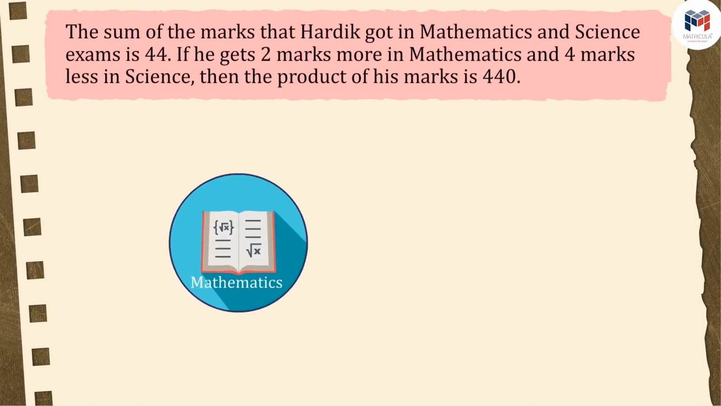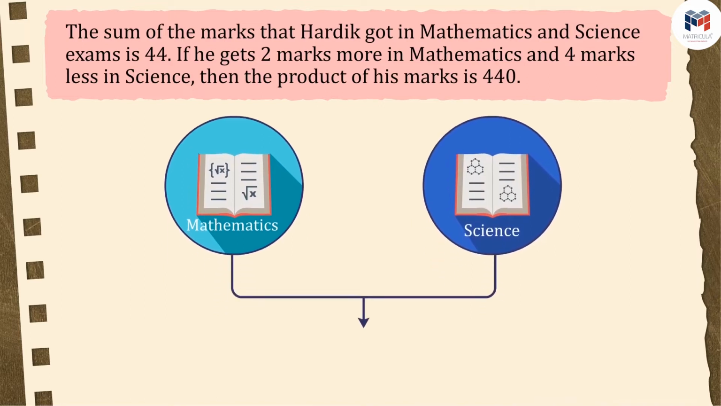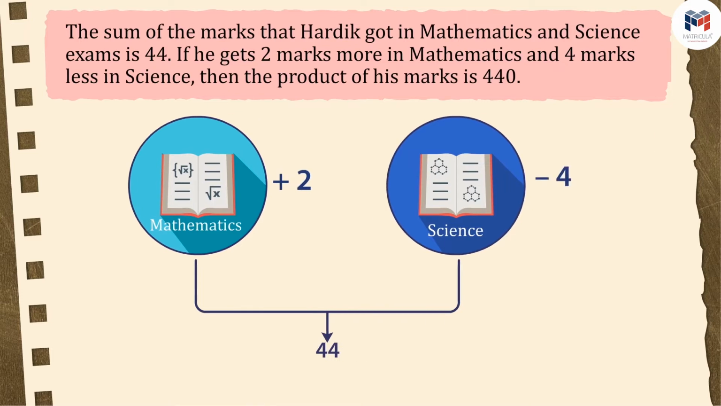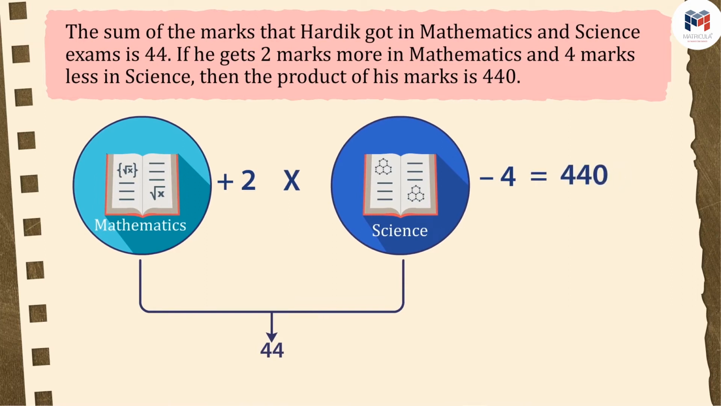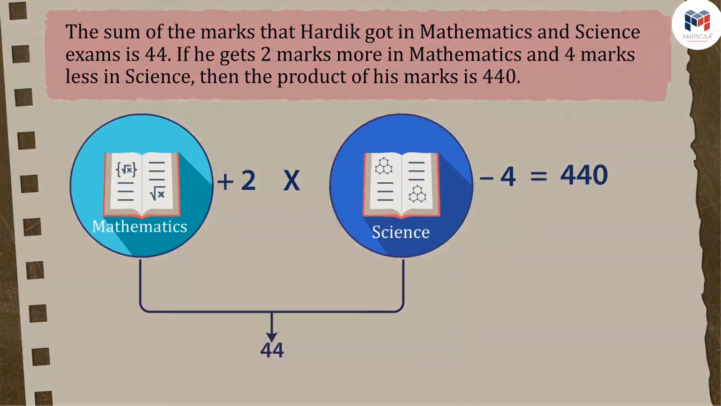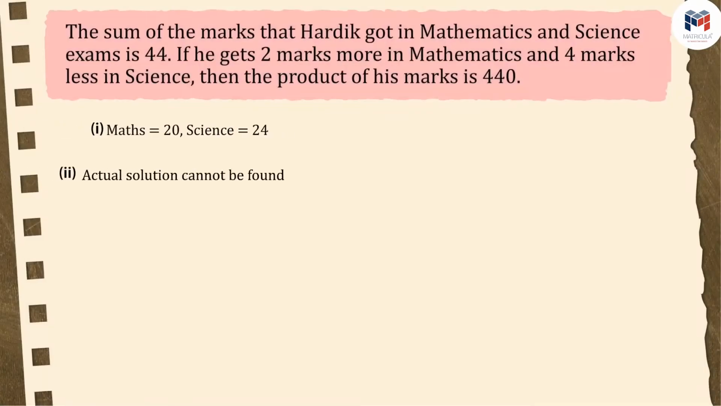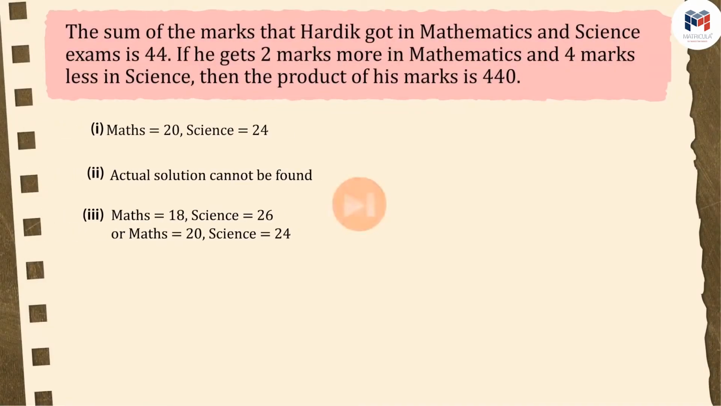The sum of the marks that Hardik got in mathematics and science exams is 44. If he gets 2 marks more in mathematics and 4 marks less in science, then the product of his marks is 440. Can you find out the marks he got in each subject? Pause the video to solve this question and then check your answer.